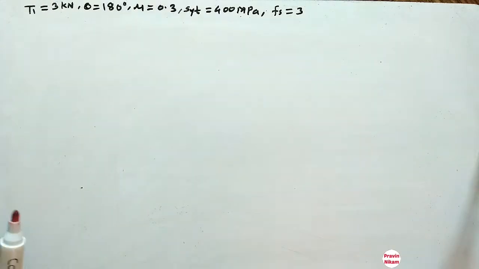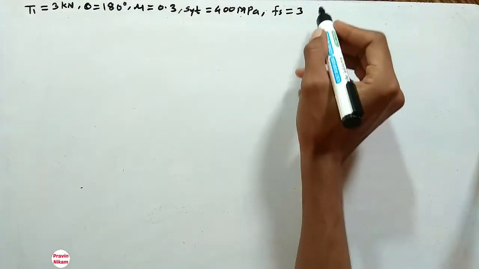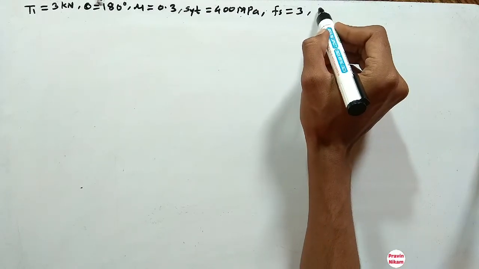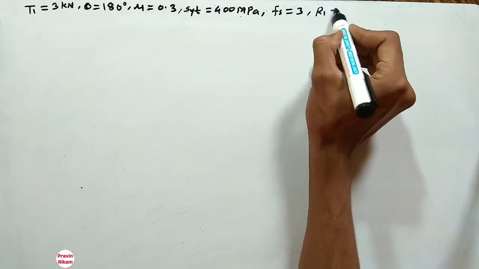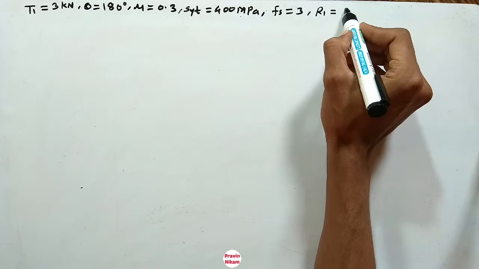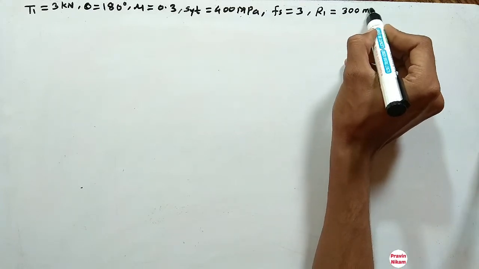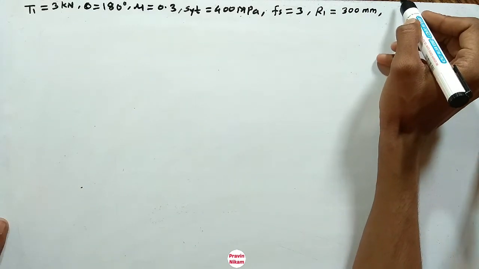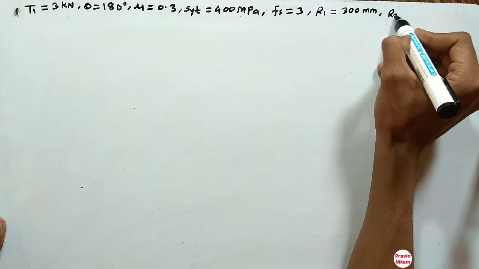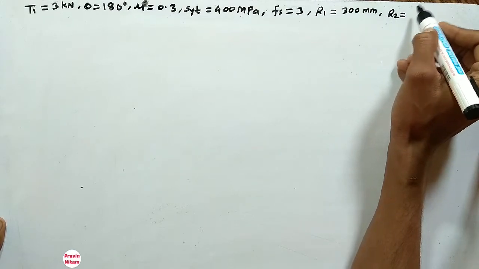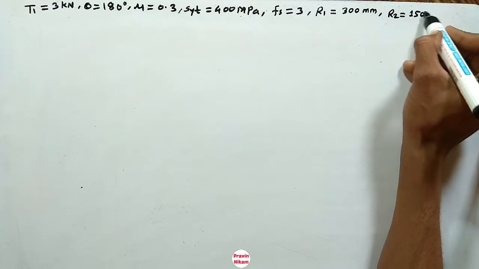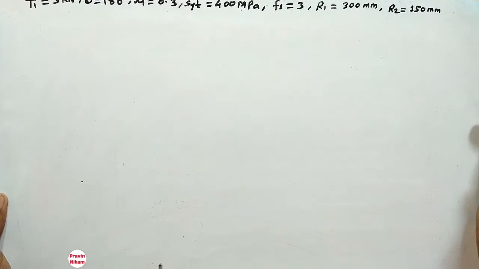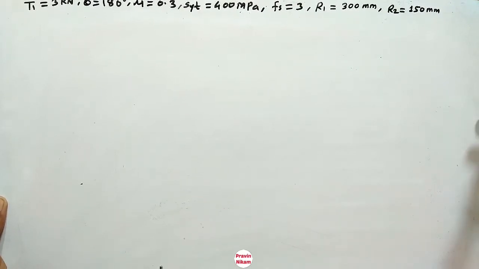Now let us see the solution. Before that, from the diagram, one more given remains. The radius of the bigger pulley, that is pulley B, is 300 mm, since the diameter is 600 mm. The radius of pulley C is 150 mm because the diameter is 300 mm.